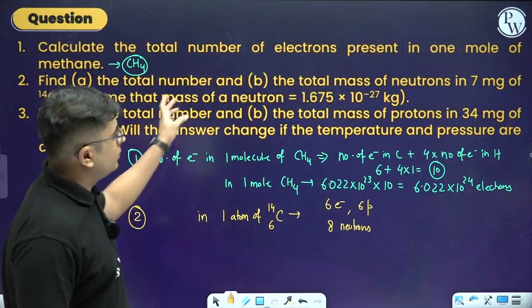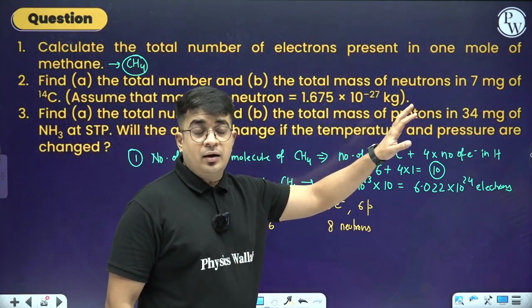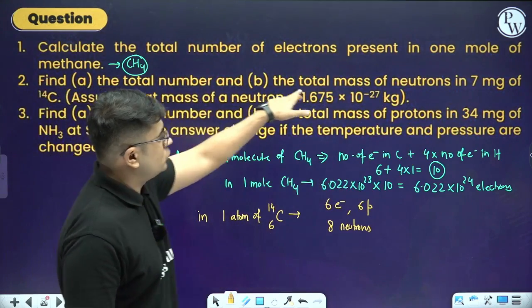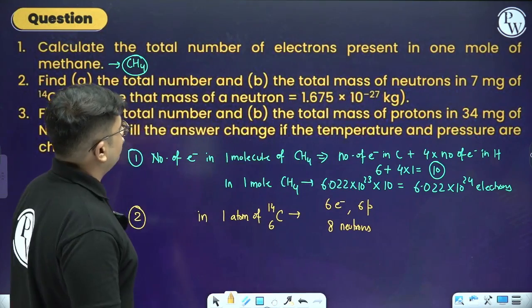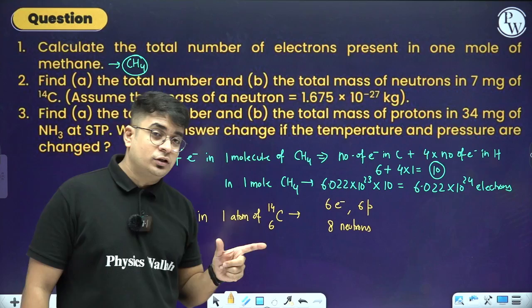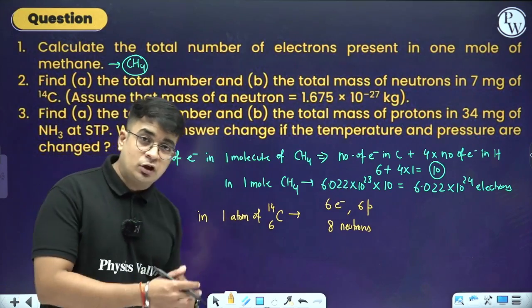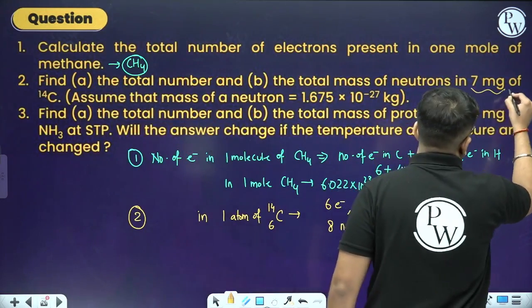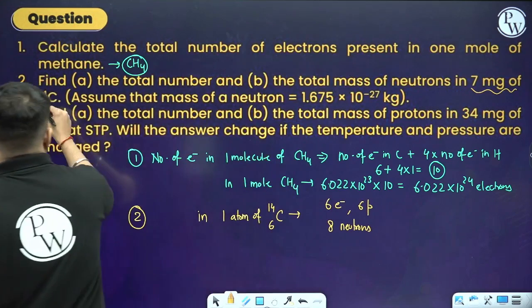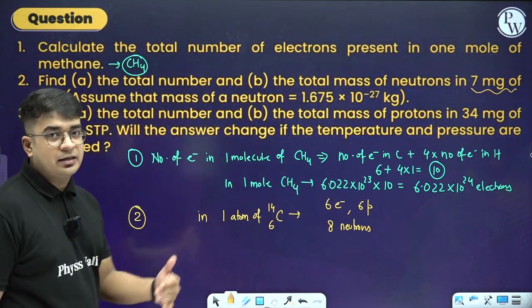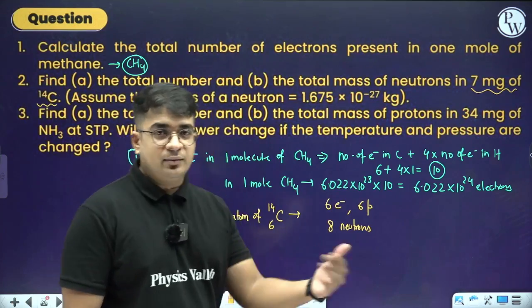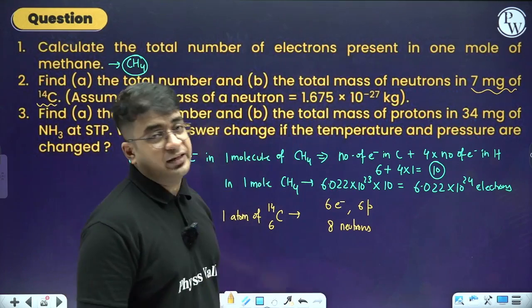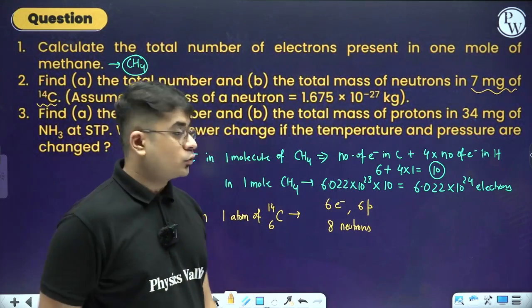So the question is asking about a different portion. Basically, it's talking about the total number as well as total mass of neutrons. So first of all, to calculate the total number of neutrons, we need to know the actual mole and how many atoms are present in 7 mg of this carbon. We need to know how many moles or how many atoms of carbon 14 are present in 7 mg only. So that's how we can proceed for this question.